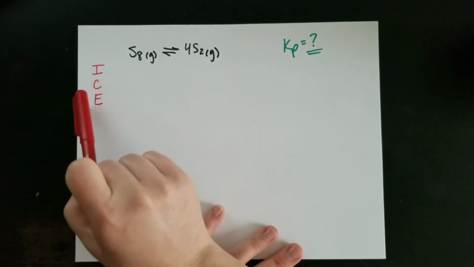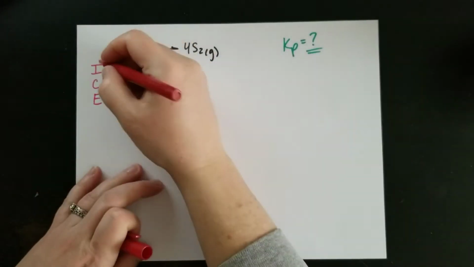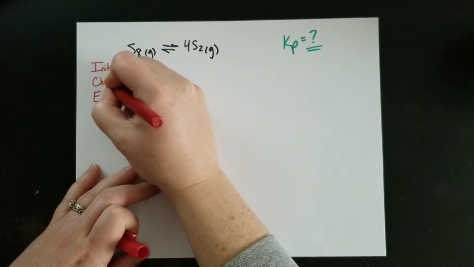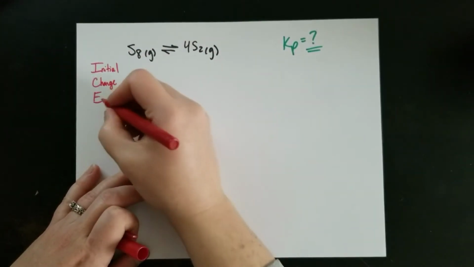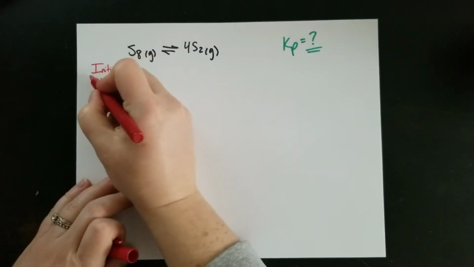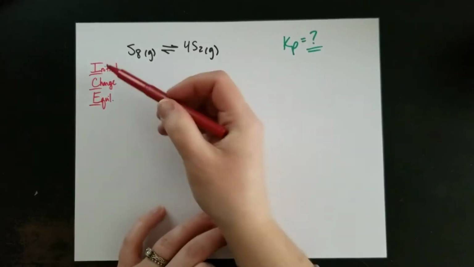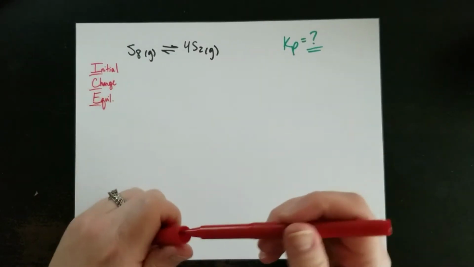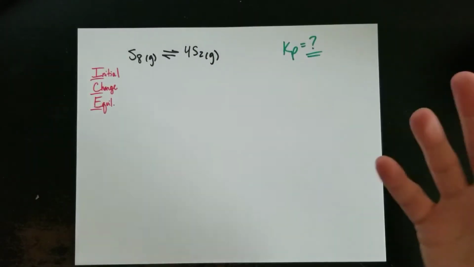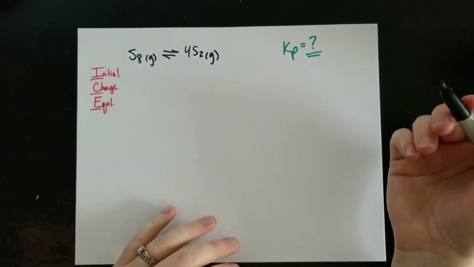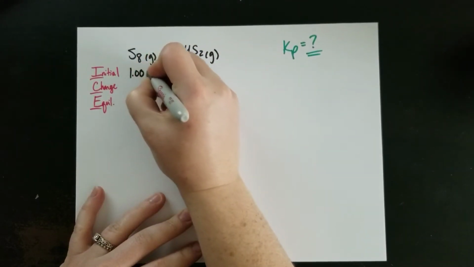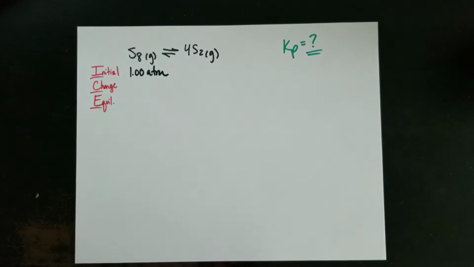Now, what do I, C, and E stand for? Well, I is going to be the initial amount, C is going to be the change, and E is going to be the equilibrium. So that's what ICE stands for: initial, change, and equilibrium. The initial values are going to be exactly what you're usually given in the problem. So we're told in this problem we initially have 1 atmosphere of S8 gas. So I'm going to put 1 atmosphere down for the S8 gas.